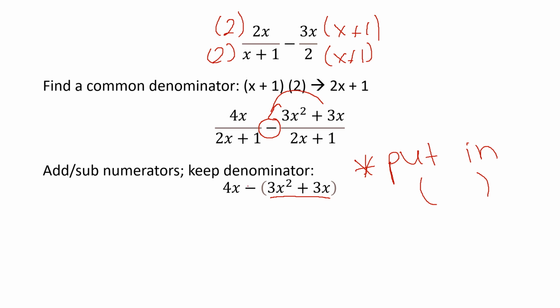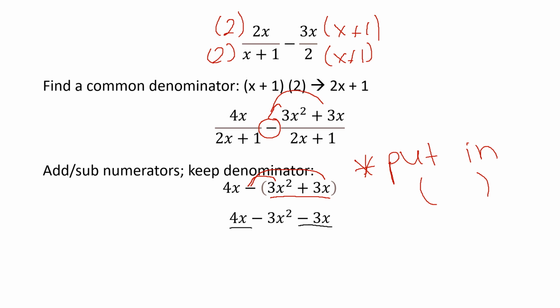So what's going to happen is this negative is going to go to this term, and it's going to go to this term. So technically what I'm going to have is 4x minus 3x squared minus 3x. If this was a negative, it would become a positive. So that negative out there, or that minus, has to change the sign of every piece in that next section of the problem. And at this point now I have like terms, 4x minus 3x.